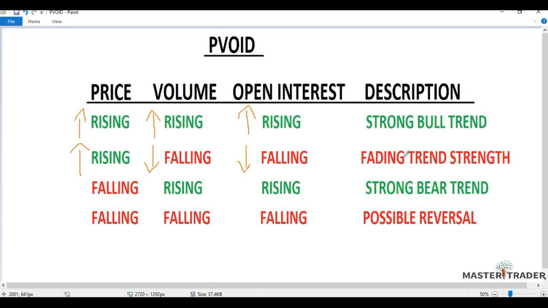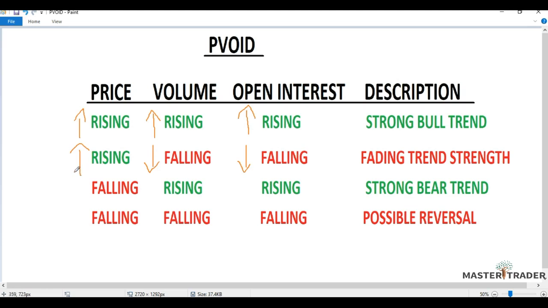And we'll see some examples of this. So when we get this case, we can assume two things. One, either profit booking is happening, or two, the trend might begin to reverse from there. Now let's look at the third example.